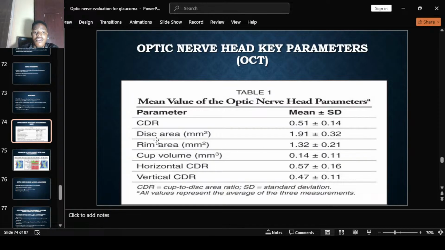Also, you see the disc area in millimeter square. This is the range, 1.91 plus or minus 0.32. Also, the rim area, the mean is 1.32 plus or minus 0.21, and then the cup volume is 0.14 plus or minus 0.11. Also, the horizontal cup to disc ratio and the vertical cup to disc ratio. But remember that in glaucoma analysis, we are more interested in the vertical cup to disc ratio than in the horizontal cup to disc ratio.